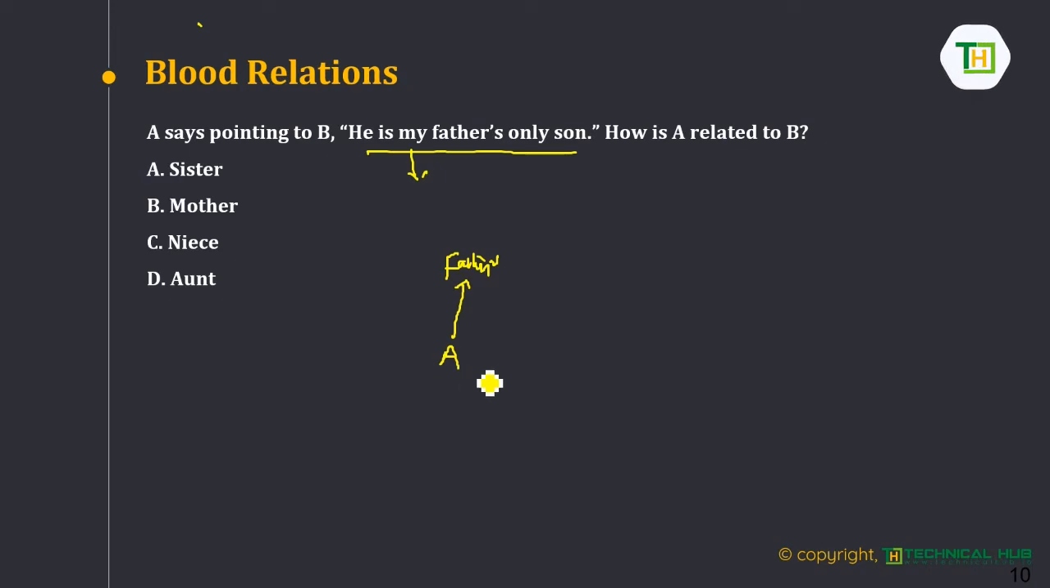But suppose A is taken, where is B? So that's why A's sibling is taken. This person is A's father's only son, so definitely A is a female. "He is my father's only son" means A's father's only son is not A. So "he is" means that person is B, as told here.